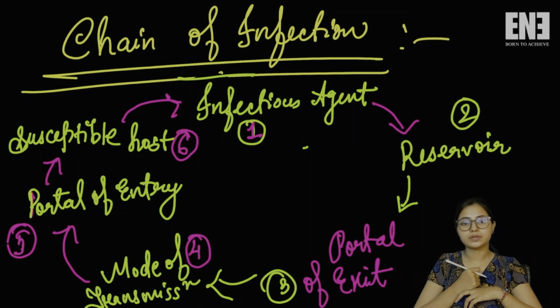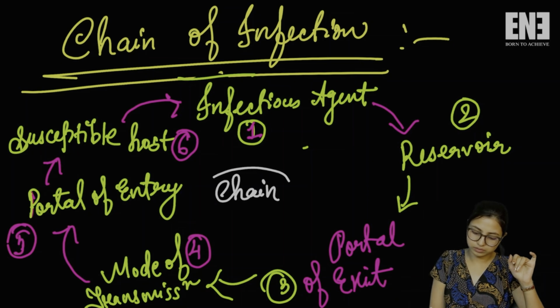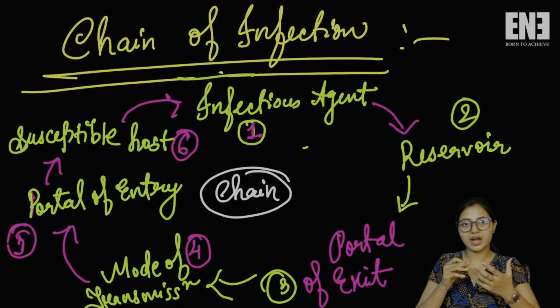Okay, so this is the chain of infection. This is the total chain of infection. First is your infectious agent. We need an agent to cause infection. Then that infectious agent needs a reservoir, that will provide a shelter to the agent. Yes, that is the second part.